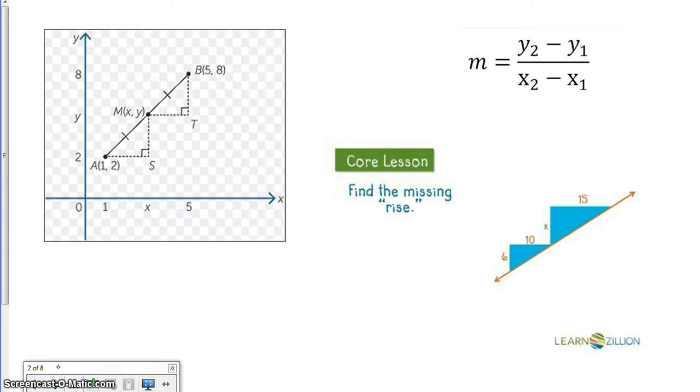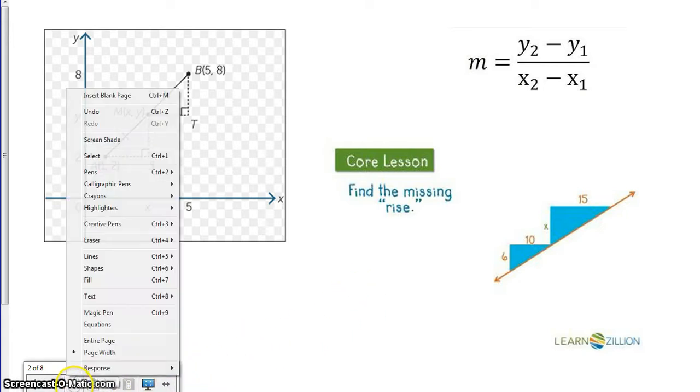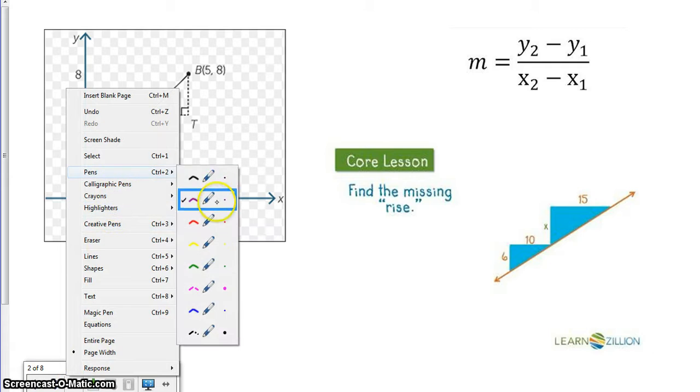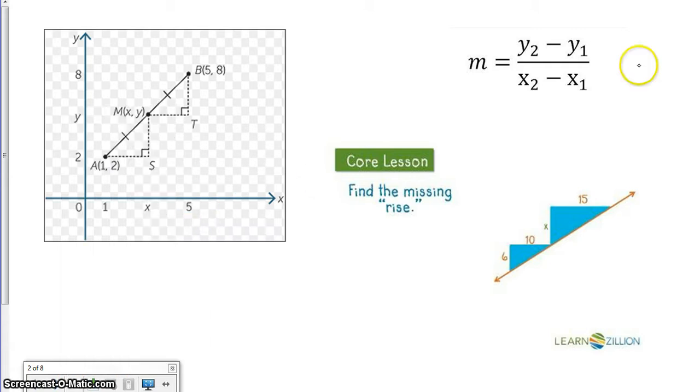So let's talk about slope. In slope, we usually use the variable m, and it is y sub 2 minus y sub 1 divided by the quantity of x sub 2 minus x sub 1. Please remember, though, that Ms. Rose said in high school and in college, you will see this as delta y over delta x.